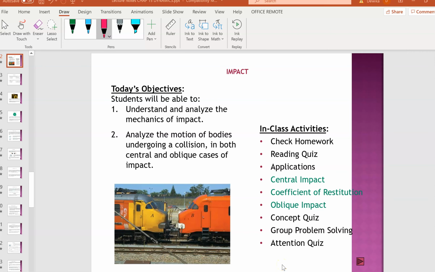We are now moving on to chapter 15.4. From your textbook, it would be page 266. It's on impact. Okay, so at the end of this lesson, students will be able to understand and analyze the mechanics of impact, and analyze the motion of bodies undergoing collision in both the central and oblique cases of impact.